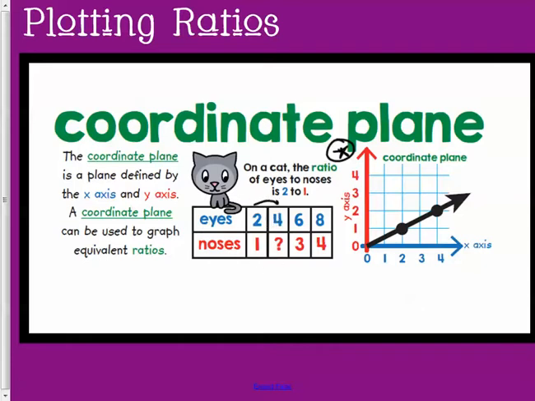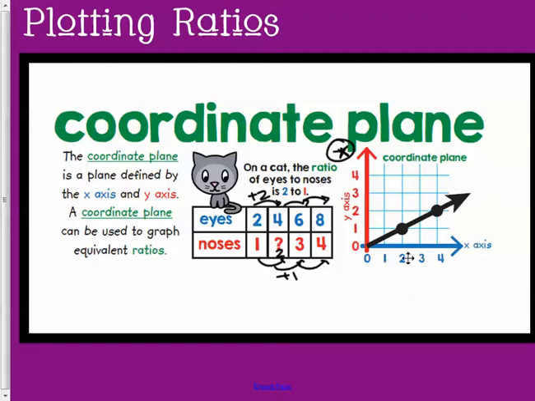Well, this is increasing by 2 every time. This is increasing by 1 every time. So this number would be 2. If you have 4 eyes, you have 2 noses. Okay, so when we have a table of numbers here, we can graph them and it will go up at the same rate. It's called a constant rate.